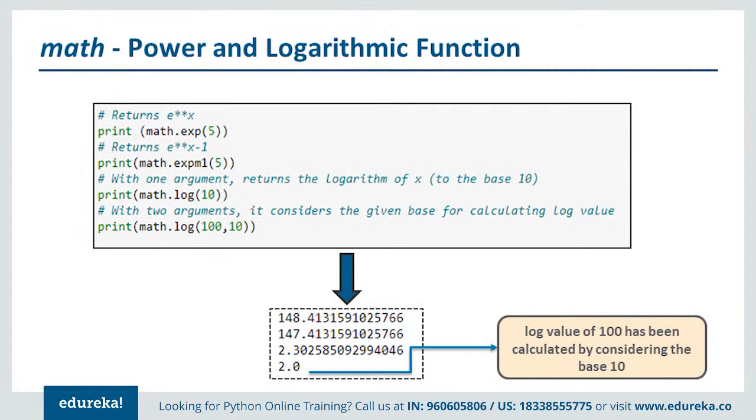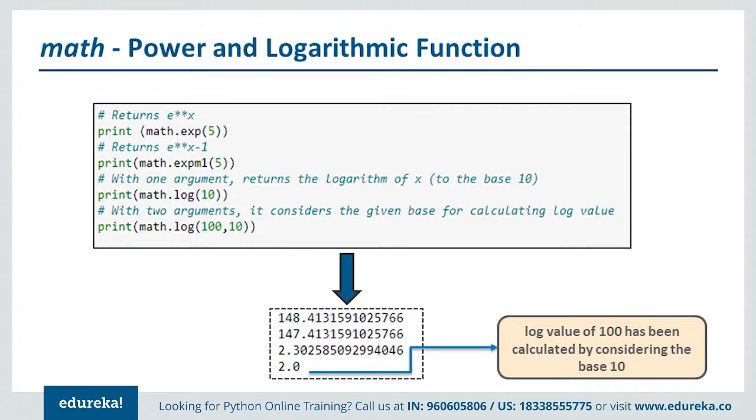Then we have power and logarithm functions here. If we want to get the exponent, e power of x, we can always say math.exp(5). That will help you get the value accordingly. If you want to return e exponent x minus 1, you can go for the function called expm1, which will give you the value accordingly.